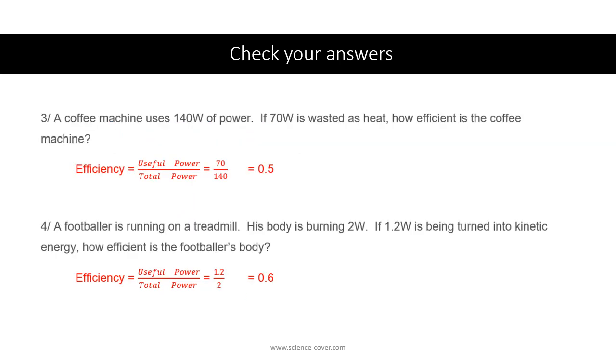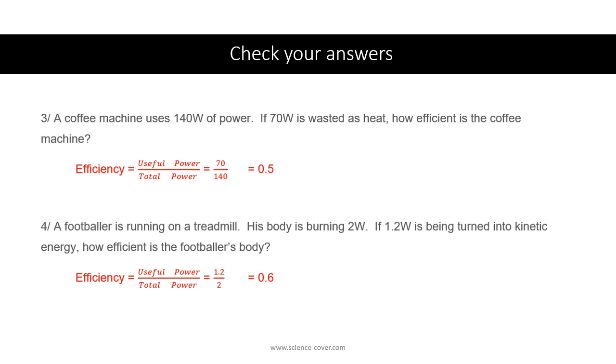A coffee machine uses 140 watts of power. If 70 watts is wasted as heat, how efficient is the coffee machine? Well, first let's calculate the useful power. We're putting in 140 watts and 70 gets wasted as heat. So this must mean that the other 70 watts is used on useful power. So now we can work out the efficiency by doing useful power divided by the total power. So this is 70 divided by 140, which gives us 0.5.